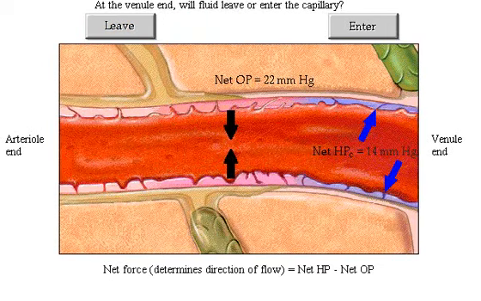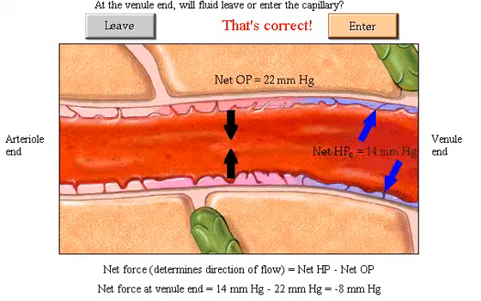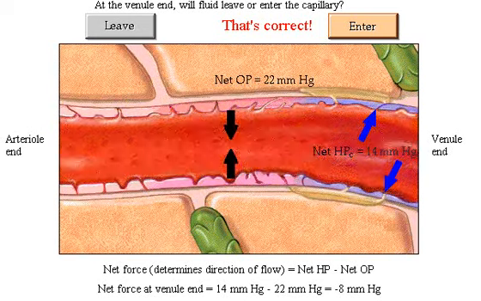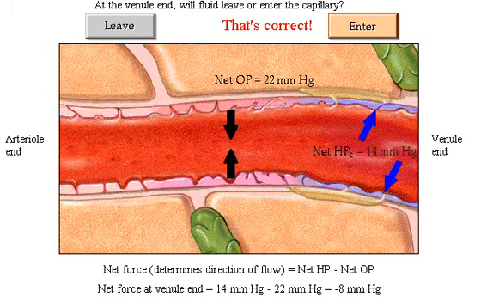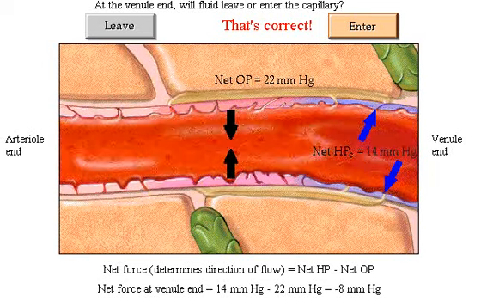At the venule end, will fluid leave or enter the capillary? That's correct. The venous net force in the capillary equals 14 millimeters of mercury minus 22 millimeters of mercury, which gives us negative 8 millimeters of mercury. Since the net osmotic pressure is greater than the net hydrostatic pressure at the venule end, the osmotic pressure wins out and fluid enters the capillary at the venule end of the bed.